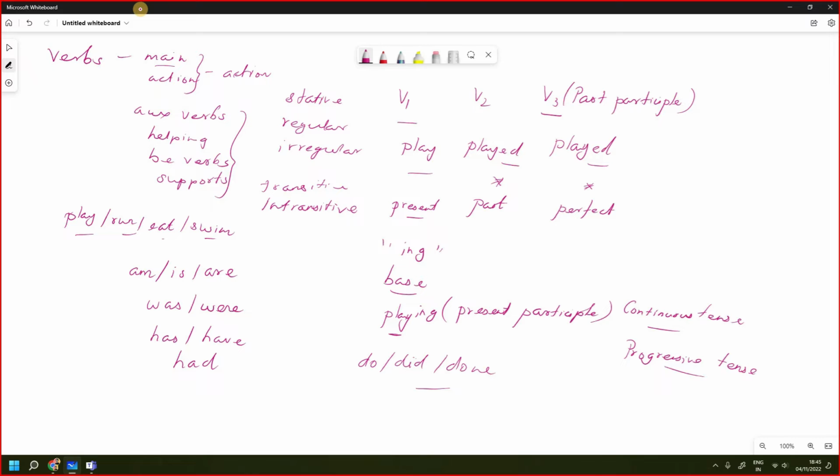It can come in both places, so we call it the past participle. And if we add ing, we call it the present participle. The present participle will be used only with the continuous tense, or the progressive tense. Continuous tense is also called the progressive tense. I hope you understood.